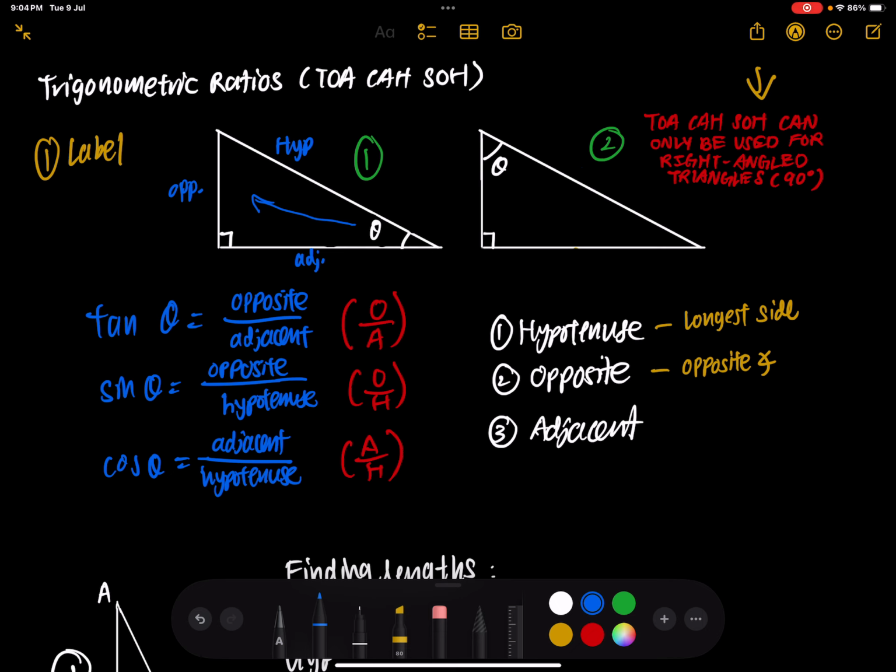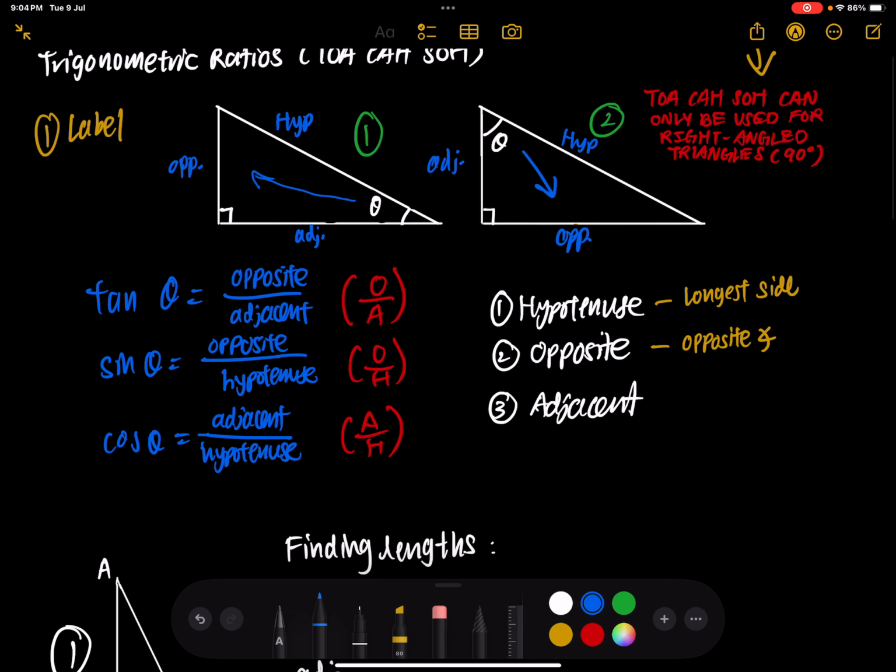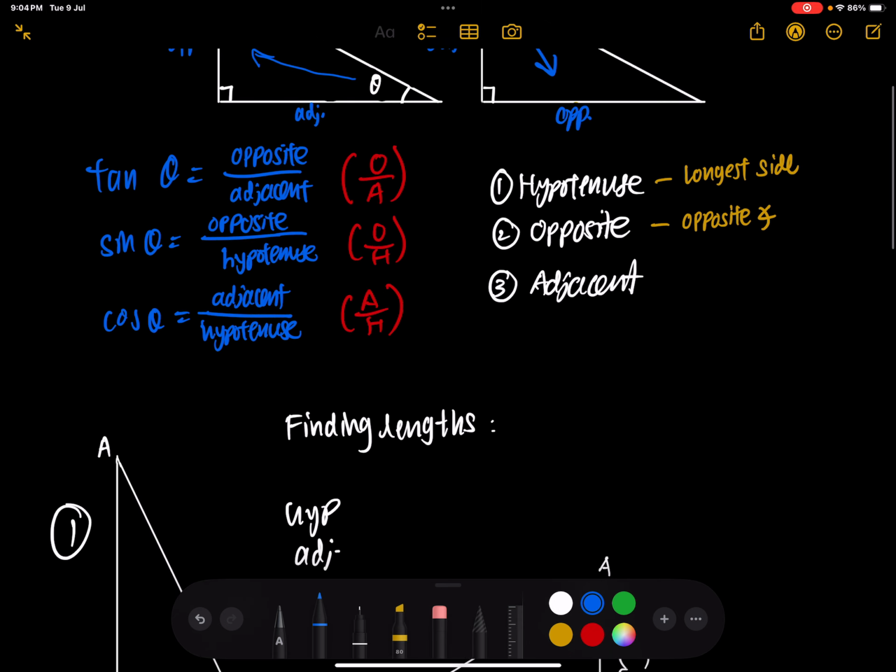Very good. Next one, the hypotenuse is the longest side. Next one, opposite is opposite the angle. Last one, adjacent. Excellent. Now everybody is very proficient in learning how to label right angle triangles. Okay, very good.